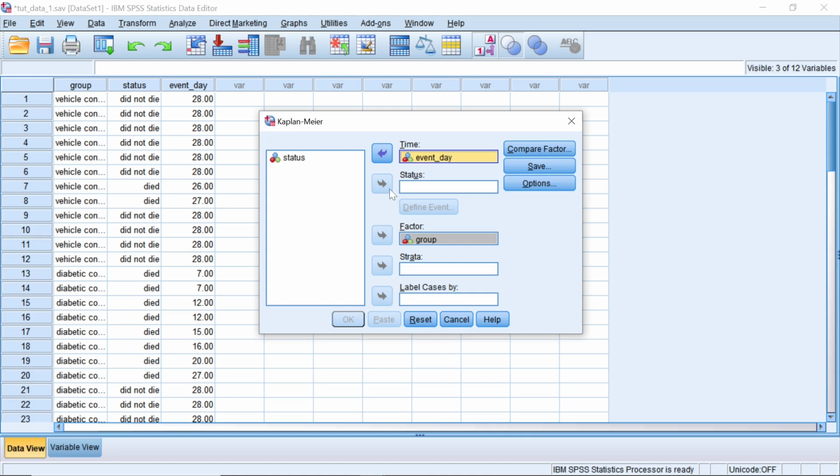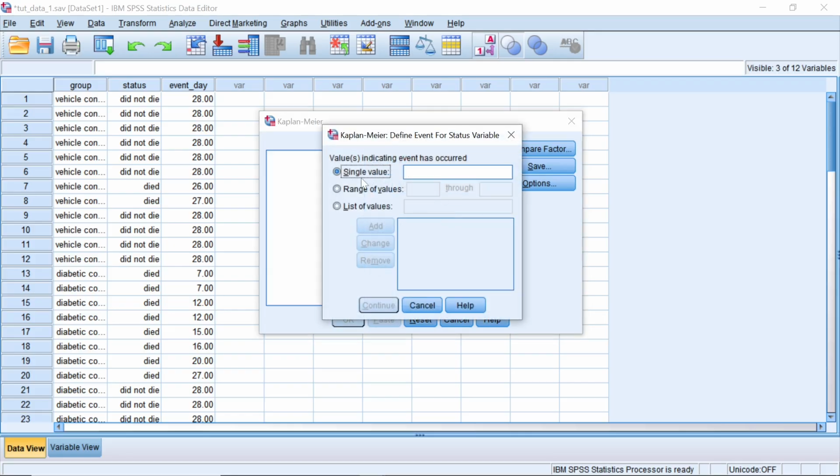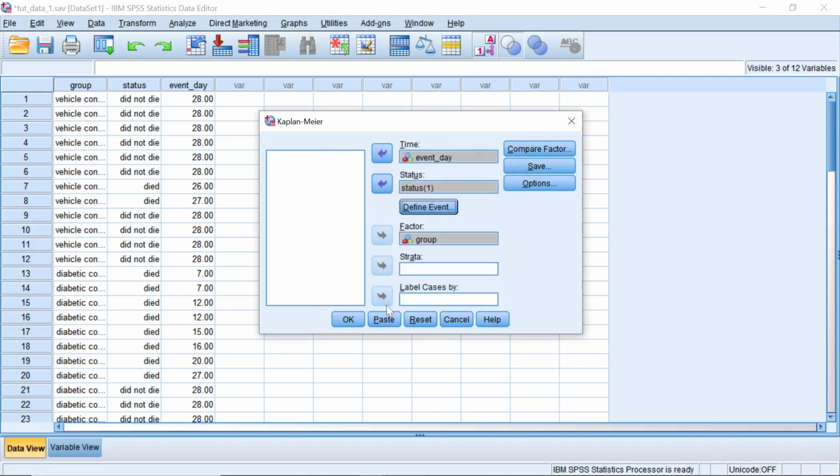The last thing is the status, which we've also defined as status, whether the event occurred or did not occur. Don't forget that we have said 0 represents did not occur and 1 represents death. So we say that. And you find it said we should define the event. So we need to define the event. And we have said that 0 means the event did not occur, while 1 means the event occurred. So we put 1 as the event occurred and we say continue. That's all. We are ready to go.